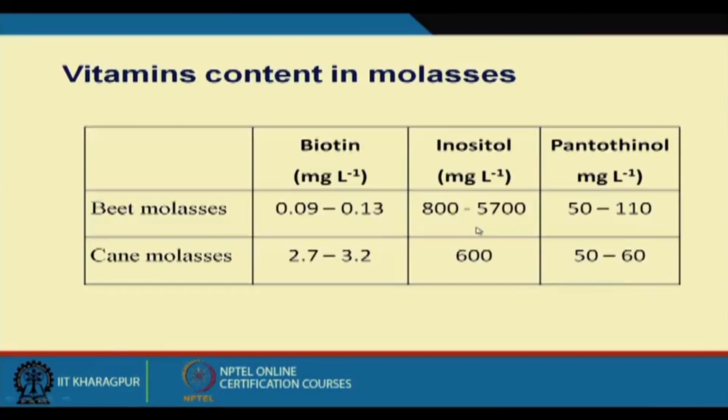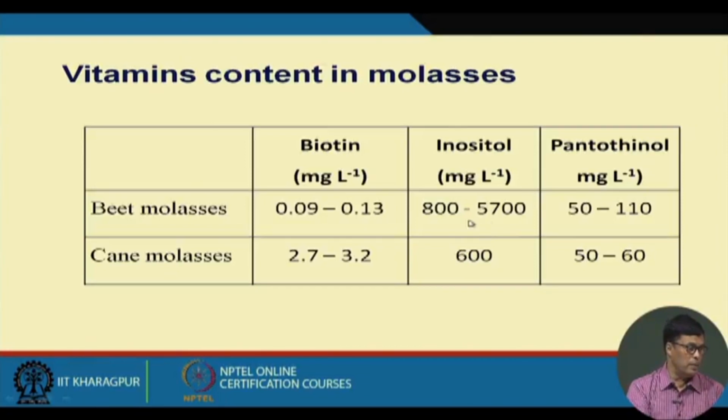Then inositol: if inositol is absent, then the organism is slow to ferment sugar. That is undesirable. And pantothenate: if pantothenate is not present, then your organism easily undergoes autolysis. That is undesirable. If you look at these vitamins in beet molasses and cane molasses, their percentages vary. In cane molasses the biotin content is high, in beet molasses the biotin content is comparatively less, but the other two vitamins are quite significant.